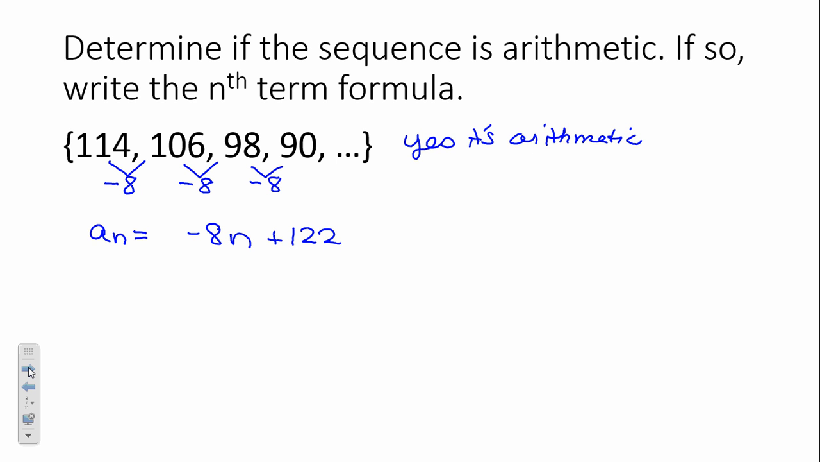What would be the recursive formula for this particular one? A sub 1 equals 114, and a sub n plus 1 equals the previous term, right? A sub n minus 8. Okay? Everybody good with those two? Okay? Now let's look at the next example.